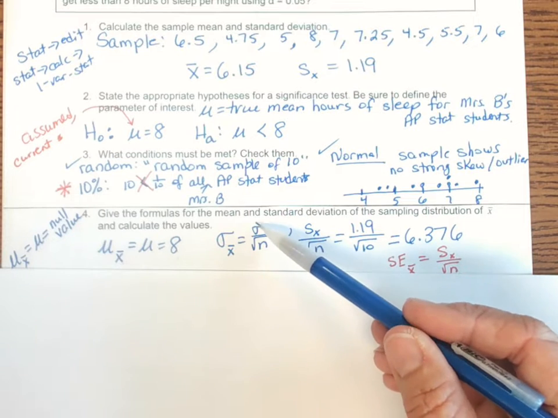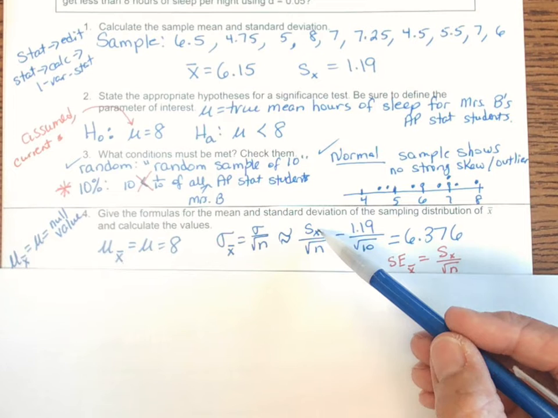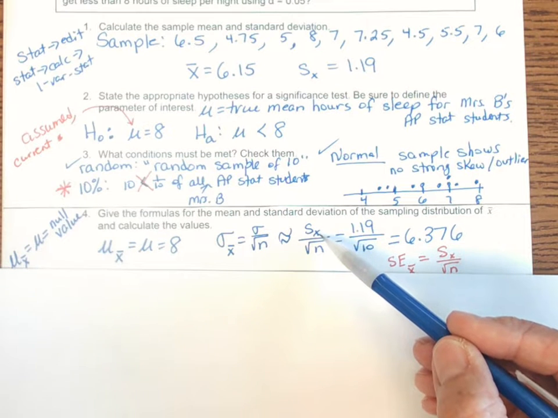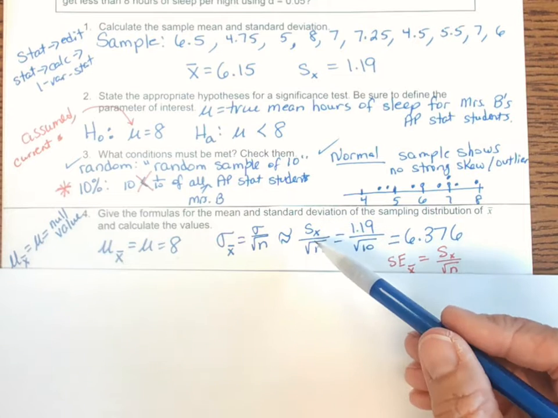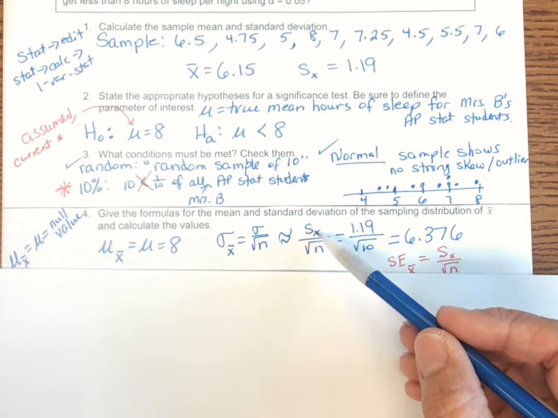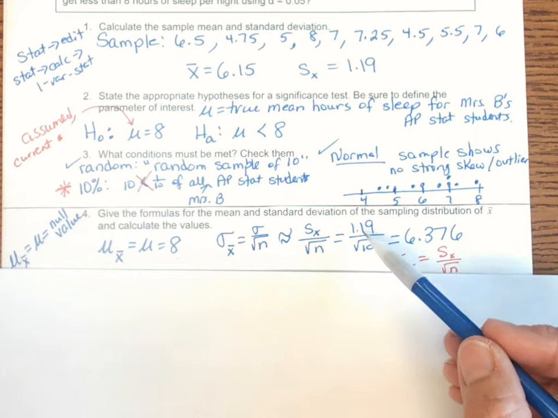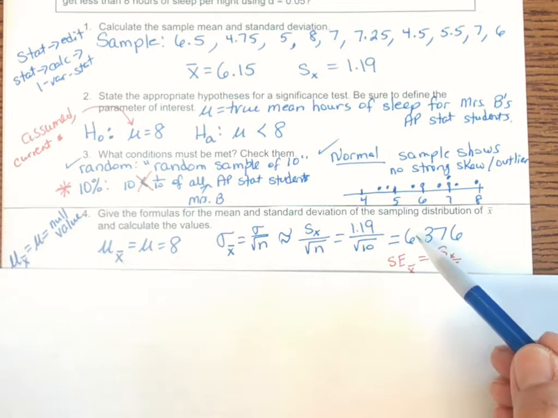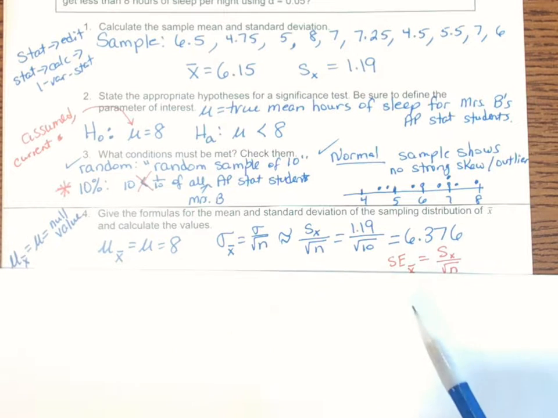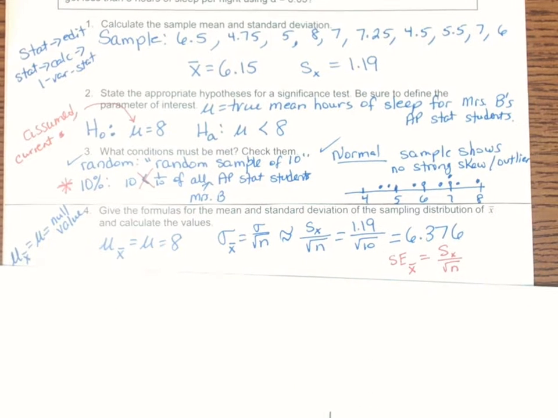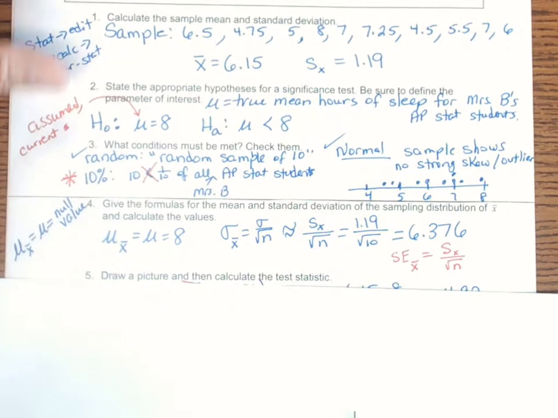Well, remember, we don't know what the standard deviation of the population is, so that's why I use the standard deviation from my sample to estimate it. It's not perfect, but it's going to give me an estimate. So the standard deviation of my sample divided by the square root of the sample size. So 1.19 divided by the square root of 10, and I get that my standard error is 6.376. So that is my standard error and my mean for my sampling distribution.